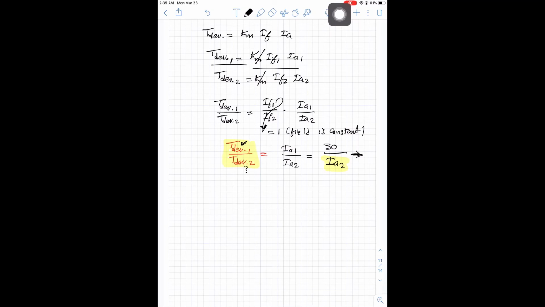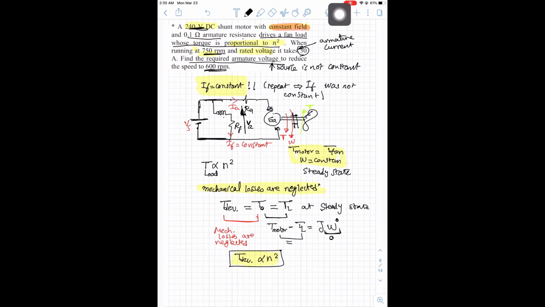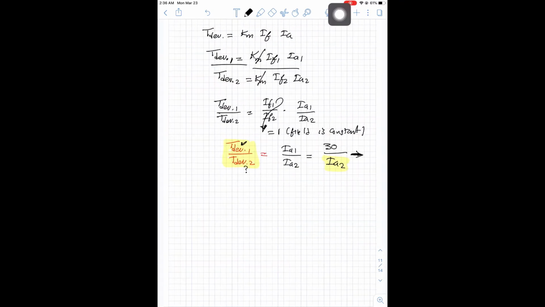I know we can go back and calculate T developed 1, but what about T developed 2? So what is the idea here? How can we get a relation between T developed 1 and T developed 2? This is what we said at the beginning is the key of the question. The key is that T developed is proportional to N squared because you have a fan load. So if we apply this rule, T developed 1 divided by T developed 2 equals N1 divided by N2 all squared.